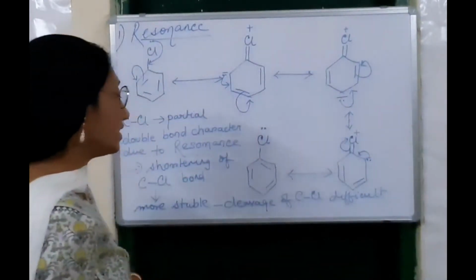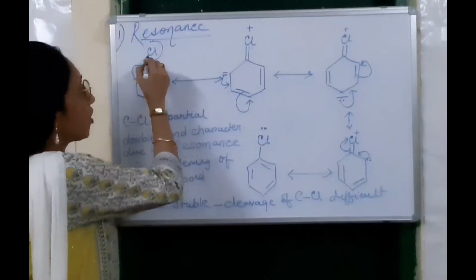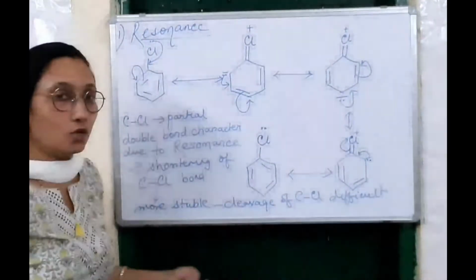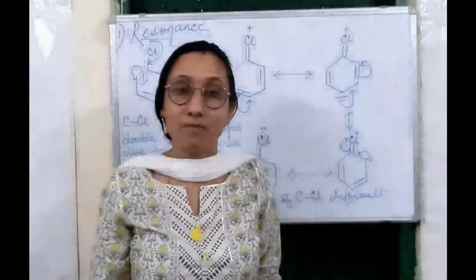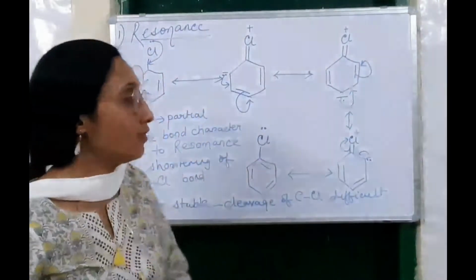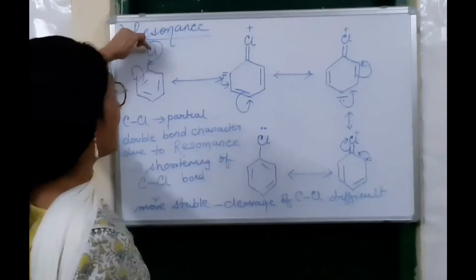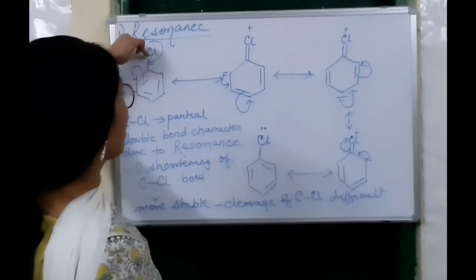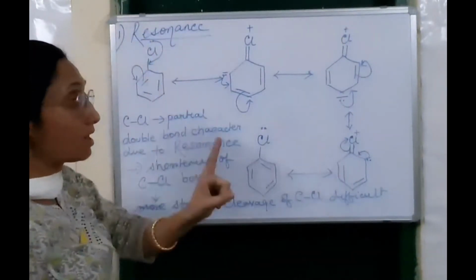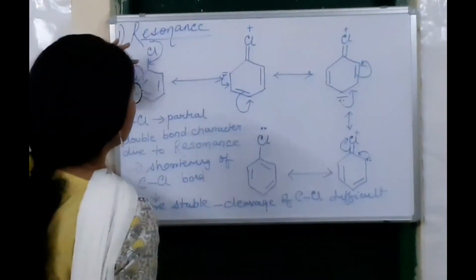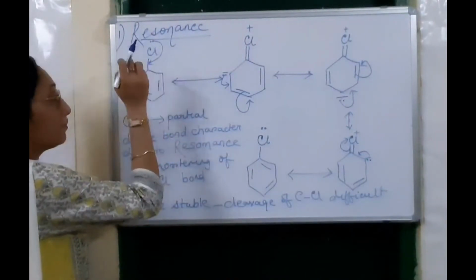difficult. Now, if the cleavage of this C-Cl bond is difficult, then nucleophilic substitution will also become very difficult, because in a nucleophilic substitution reaction, you need to depart this Cl with this electron pair. That means Cl should be departed as Cl minus. For this, the C-Cl bond should be broken.